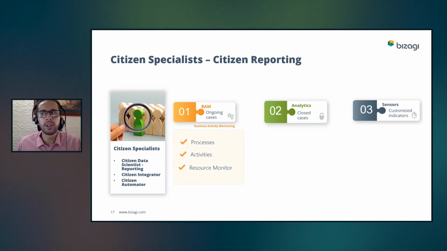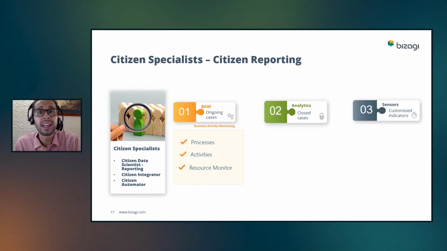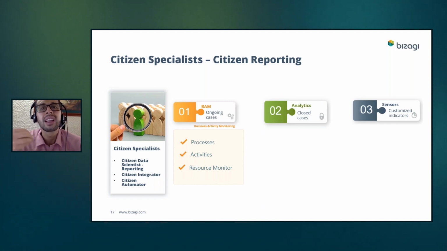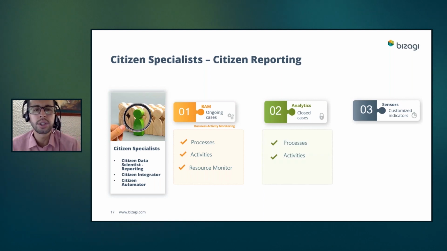When we're talking about the BAM, Business Activity Monitoring, we're talking about all the information of the ongoing cases. That means I will be able to see what is happening with my processes, my activities, and my resources right now in every single moment of time that I want. And I will be able to see all the information of cases that are still running. If I move to the second section, the analytics, then I will be able to understand and analyze all the information of my closed cases.